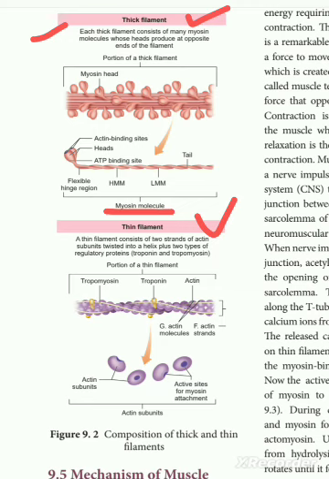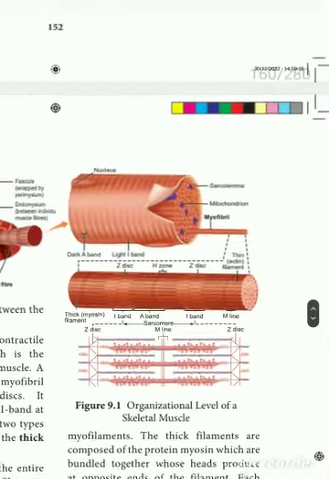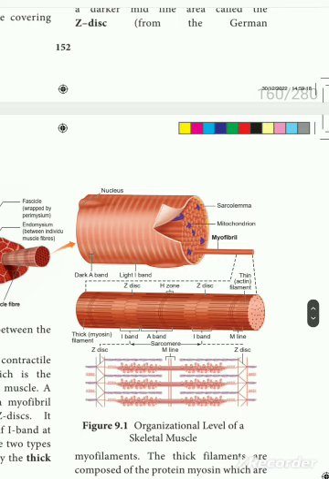Now coming to the sarcolemma. What is the sarcolemma? It is the plasma membrane of the muscle fiber. It forms the T tubules. T means transverse tubules, a structure that penetrates inside, at the junctions between the A and the I band. You can see this clearly in the given picture, Figure 9.1. Here we have first a dark A band, then a light I band.